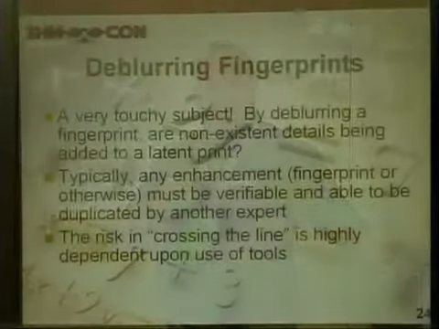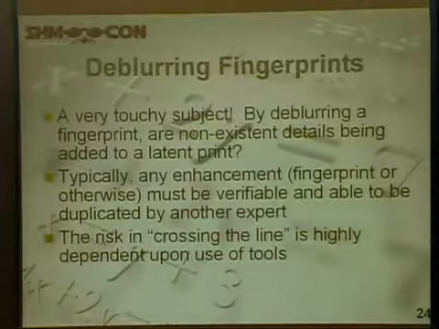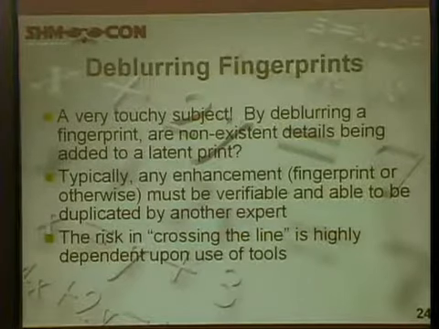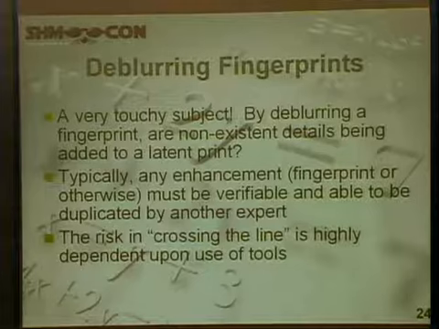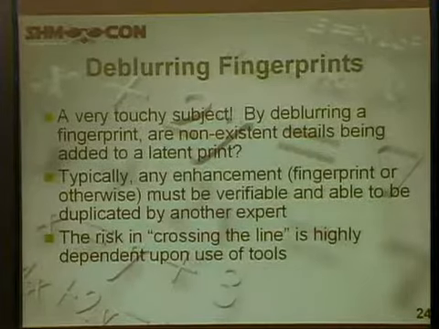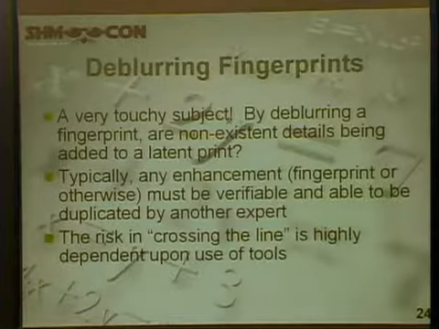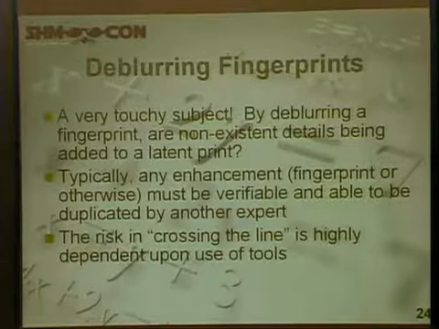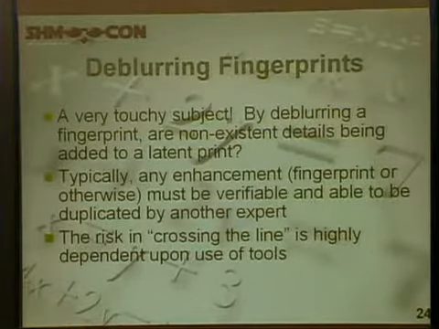Here's a very touchy subject, and I know Thorne will add on to this: deblurring fingerprints. So oftentimes you'll get a fingerprint and it's too blurry to find any minutiae points to match. So can we use deblurring to fix up a fingerprint so it might actually provide some information? Well, by deblurring a fingerprint, are we adding non-existent details to the print that weren't already there? I mean, now you're kind of almost fabricating evidence.